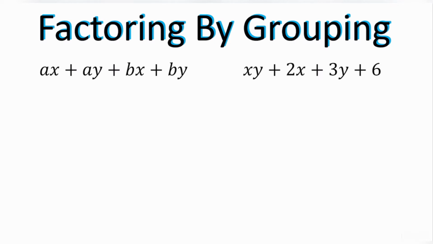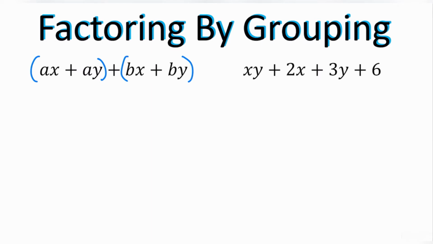In these 2 problems that you have on your screen, you have 1, 2, 3, 4 terms on the left problem, 1, 2, 3, 4 terms on the right problem. Let's start with the first one. The way we're going to factor by grouping is literally by grouping the first 2 together and the last 2 together. Then you want to find the GCF, the greatest common factor, from each group.